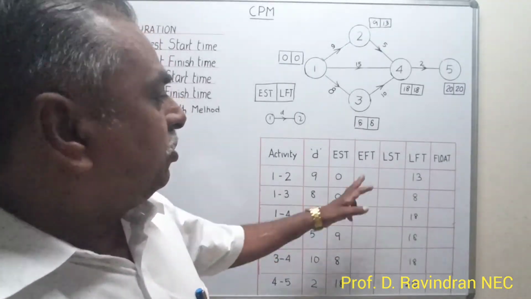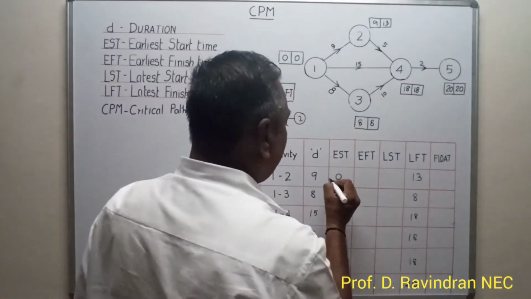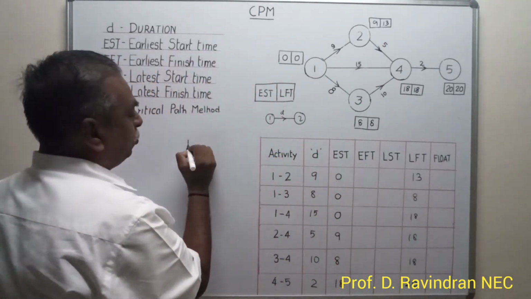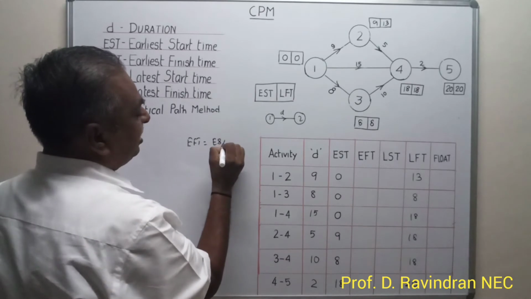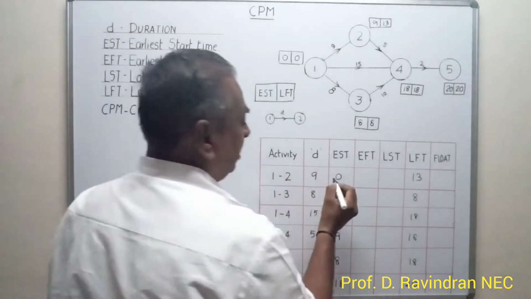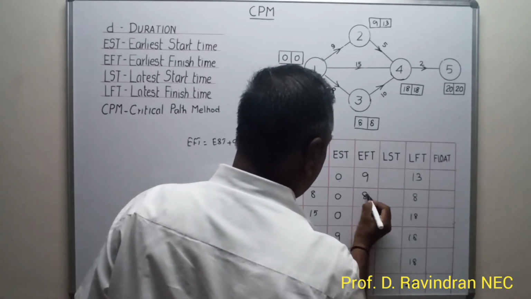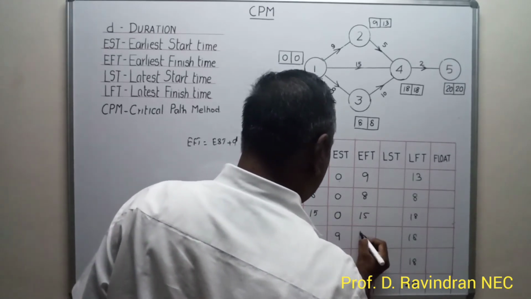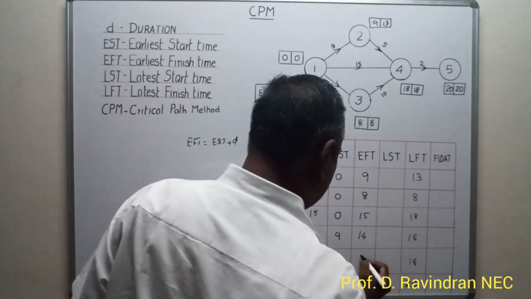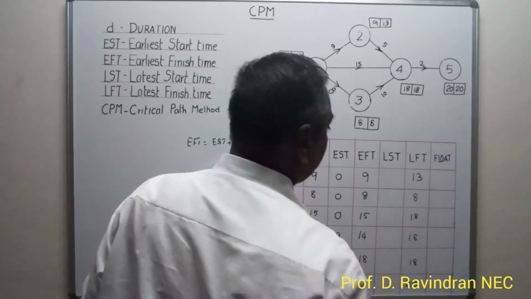Now if you want to compute the earliest finishing time, it is the earliest starting time plus duration. So EFT equals EST plus duration. That means 0 plus 9 is 9, 0 plus 8 is 8, 0 plus 15 is 15, 9 plus 5 is 14, 8 plus 10 is 18, 18 plus 2 is 20.